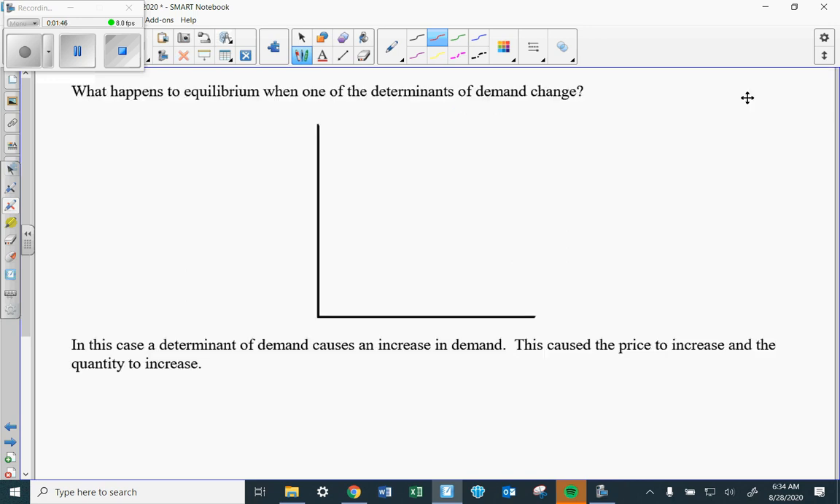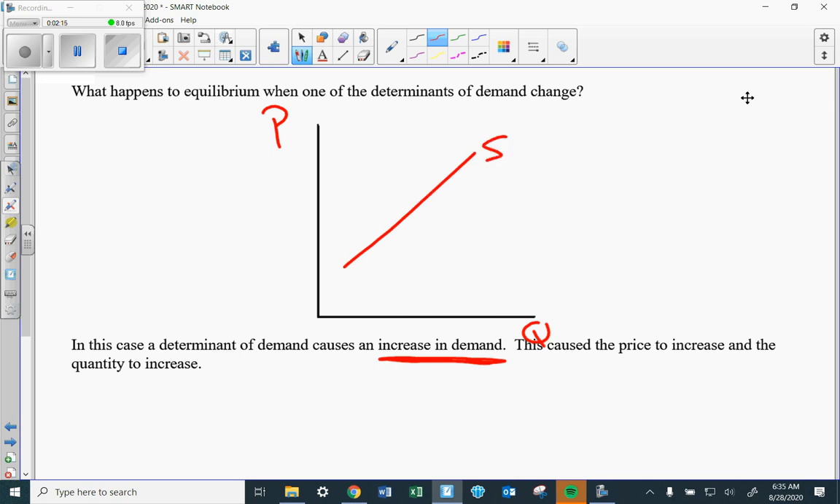All right, so for markets in equilibrium, why would prices change? Well, ignoring marketing gimmicks, prices change when some of the determinants change. So I'm going to show you how each of these determinants affect the market. The first determinant I'm going to change is demand, and I'm going to increase demand.